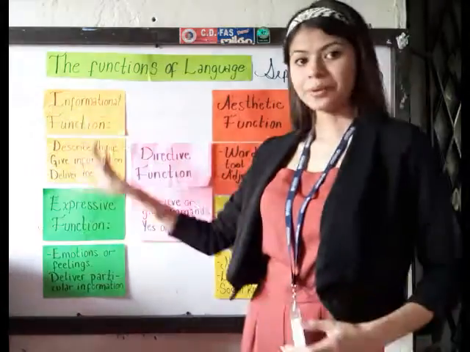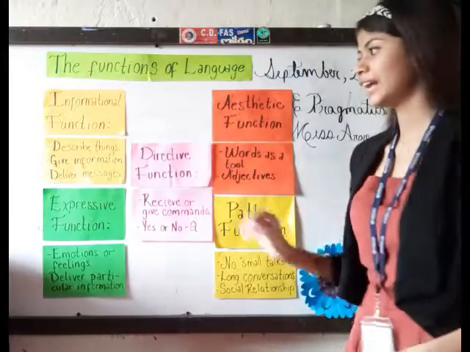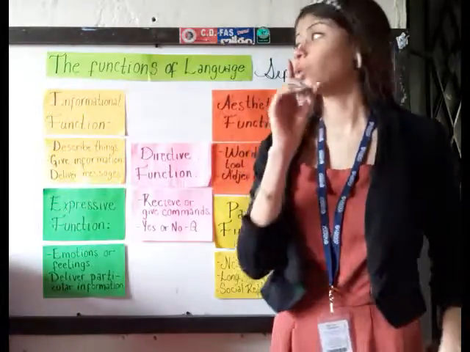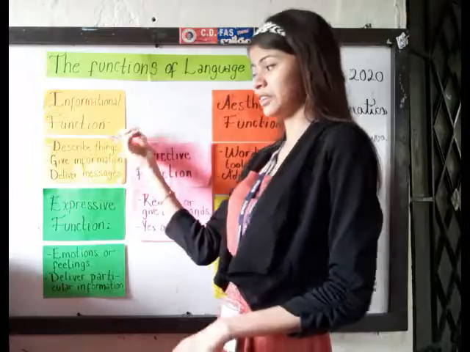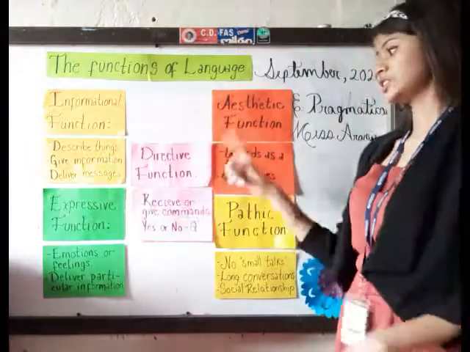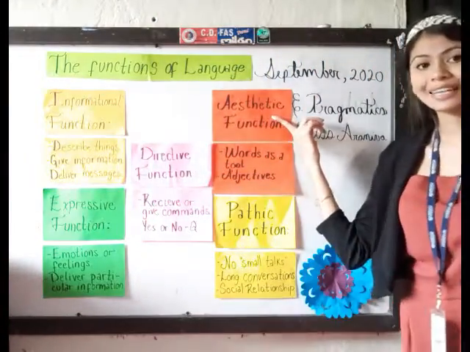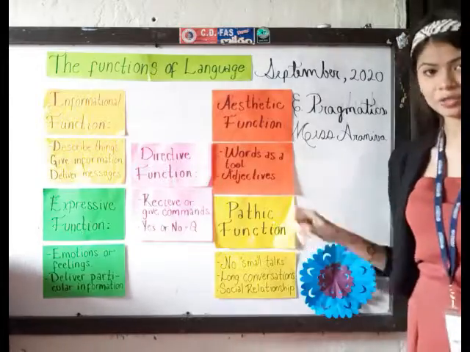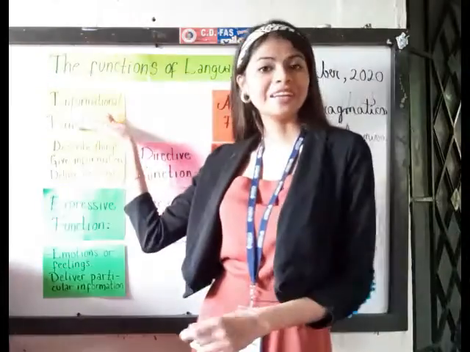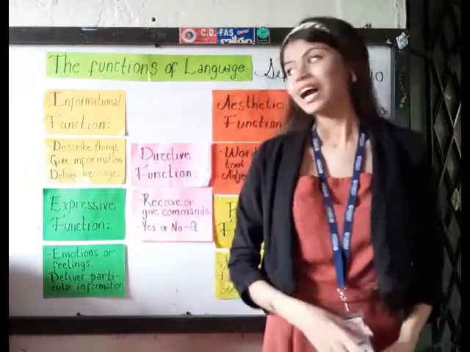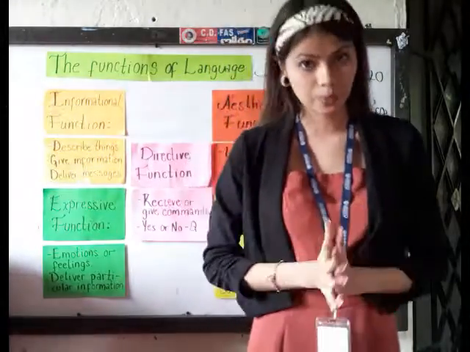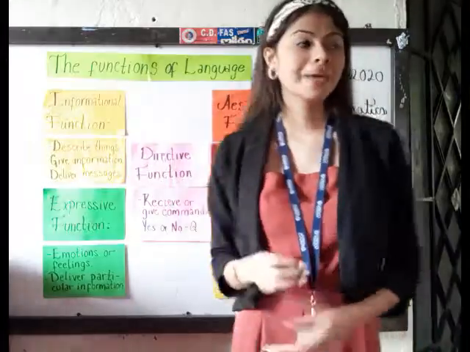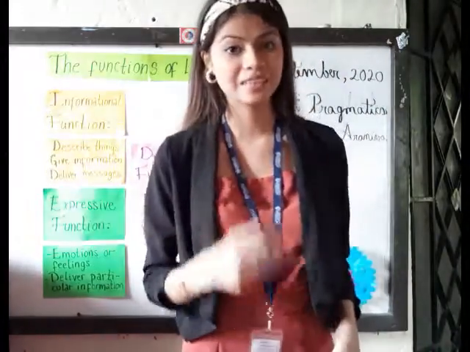As you can see here, we have 5 colors, and each of them represents one function of language. We have the informational function, the expressive function, directive function, static function, and emphatic function. Let's start with the informational function. Okay, this one is said to be the most important one. Why? Because we make use of it every single day.